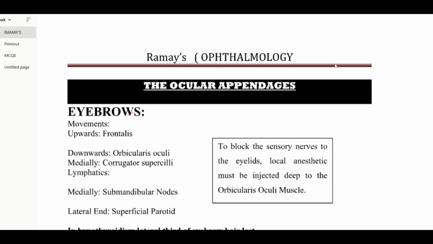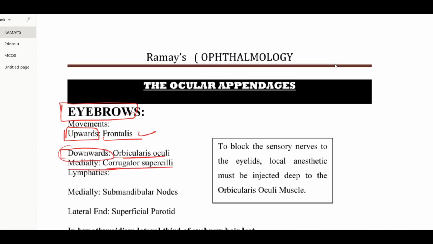Today we are starting our new unit, Ocular Appendages, and today is the first lecture of this unit. First of all, we will see the movement of the eyebrows. Upward movement of the eyebrow is done by the frontalis muscle. Downward movement of the eyebrow is by the orbicularis oculi muscle.